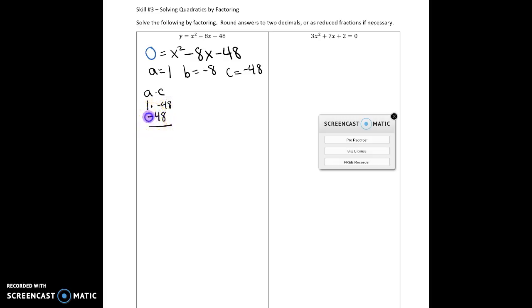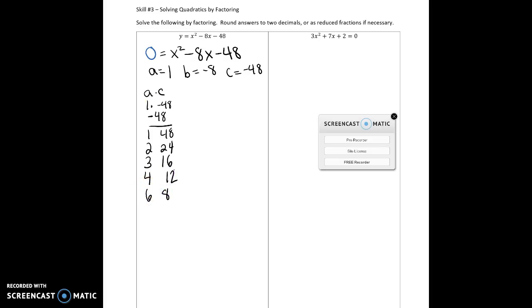Now what we need to do is look at the factors of 48 that would combine to -8. So you've got 1 and 48, 2 and 24, and you could always check by using a calculator. 3 goes into 48, I believe 16 times. Yep, I think so. There's 4 and 12, sorry, and then there's 6 and 8.